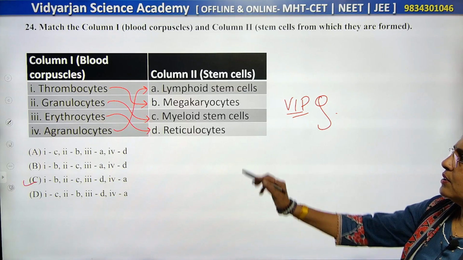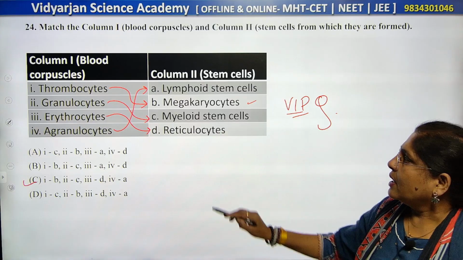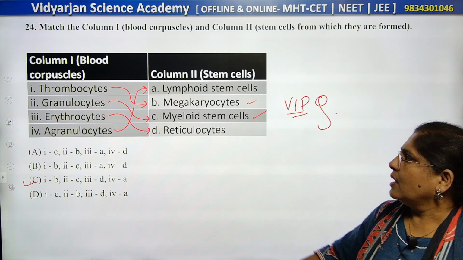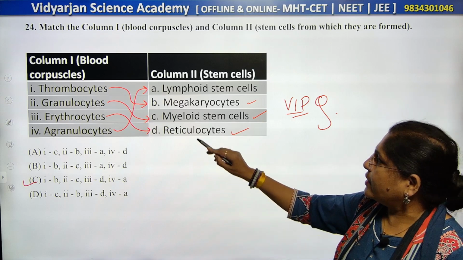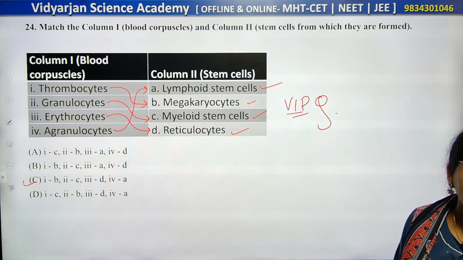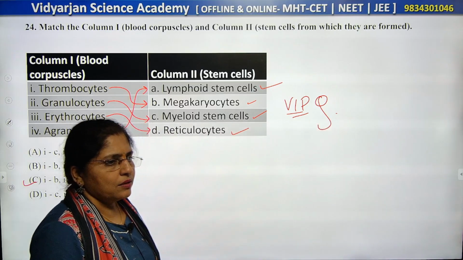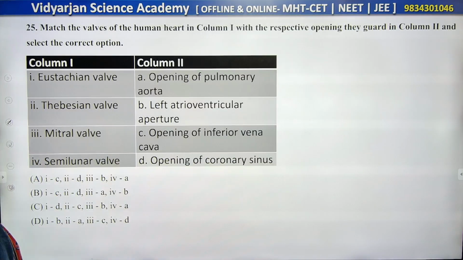See again, thrombocytes are produced by megakaryocytes. Granulocytes are produced by myeloid stem cells. Erythrocytes are produced by reticulocytes. And agranulocytes are produced by the lymphoid stem cells. Got it? Okay. Next. Now let us see what are the things for the heart.